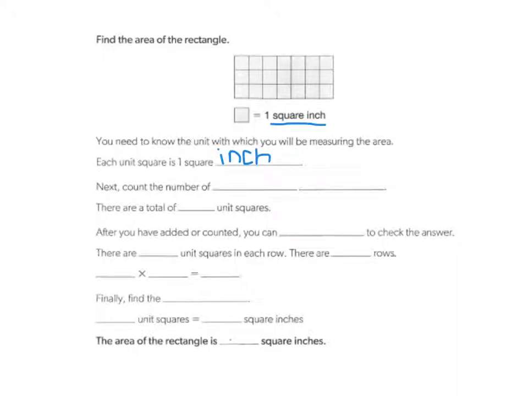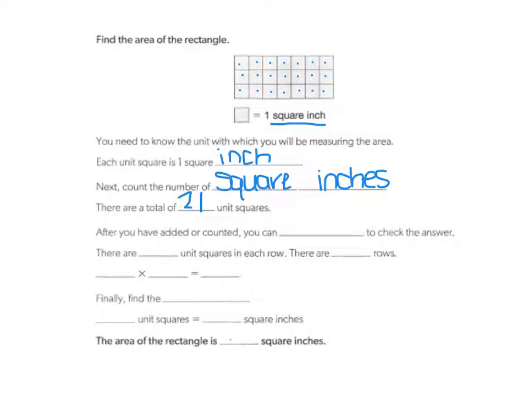They tell me that up above. Next, count the number of square inches. There are a total of blank unit squares. So let's count. 1, 2, 3, 4, 5, 6, 7, 8, 9, 10, 11, 12, 13, 14, 15, 16, 17, 18, 19, 20, 21. There are 21 unit squares.